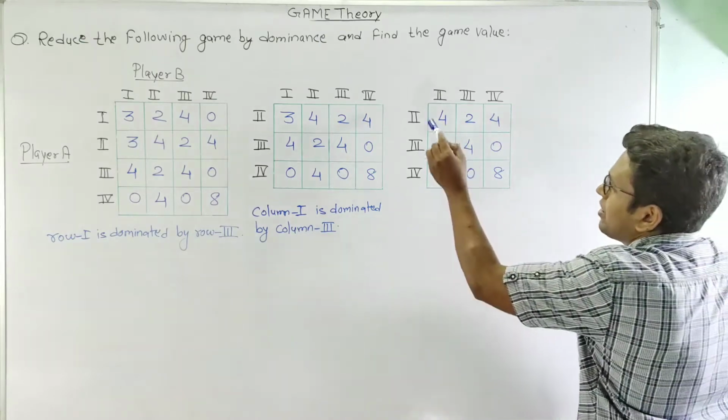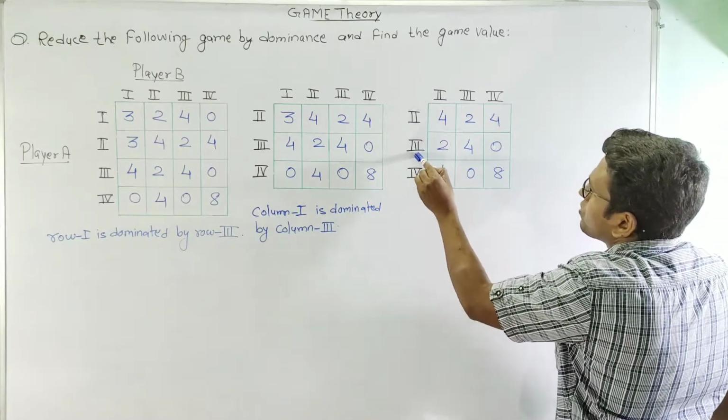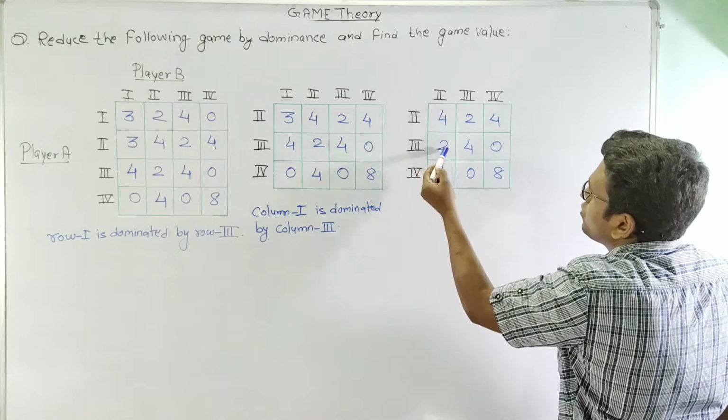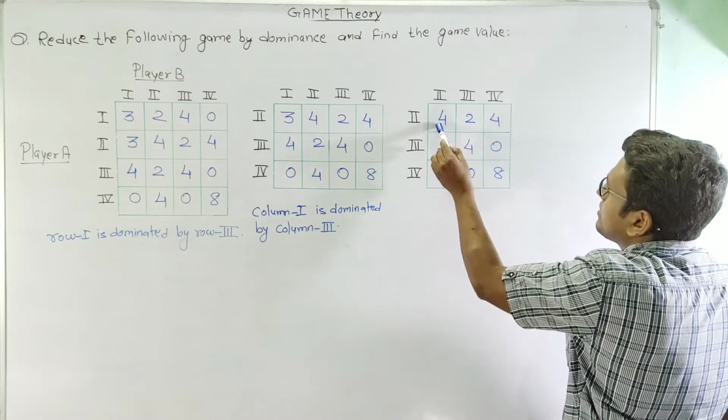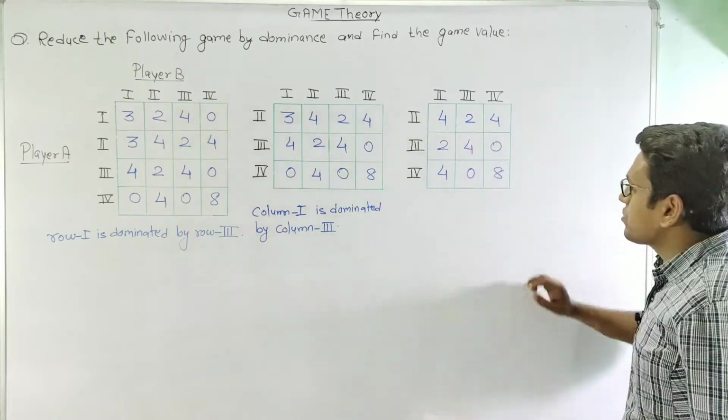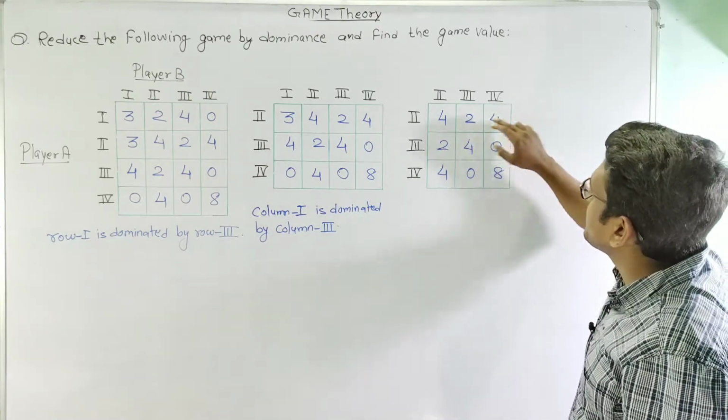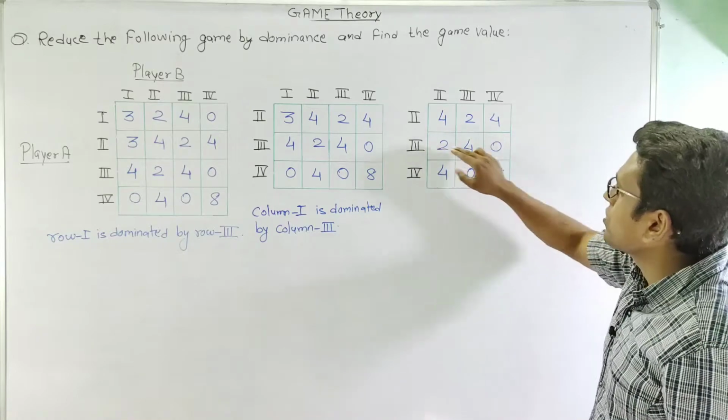So let us compare row 2 and row 3. So this is 4, this is 2, this is greater, this is 2, this is 4, this is lesser. So this is greater and this one is lesser. And this shows that there is no dominance between row 2 and row 3.